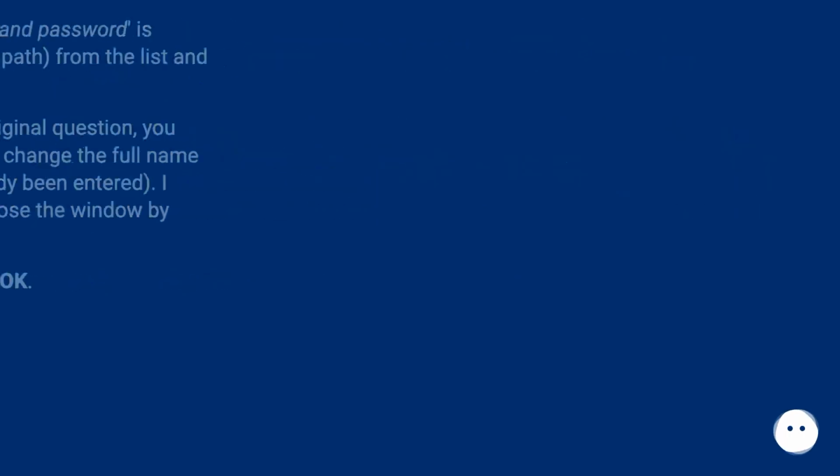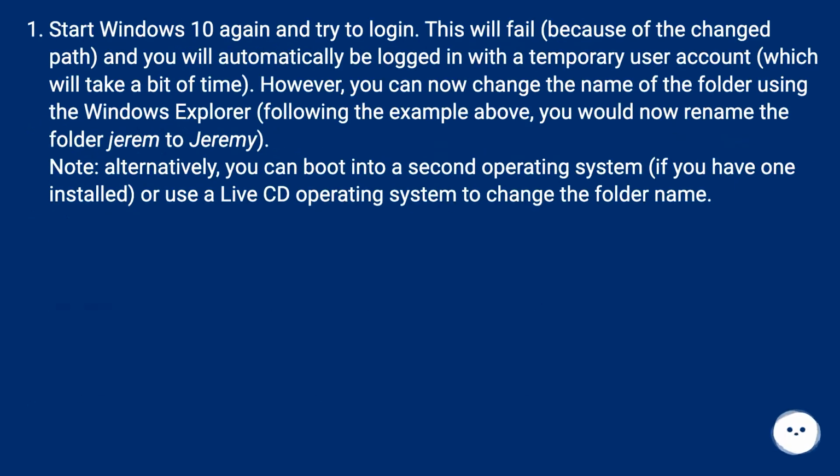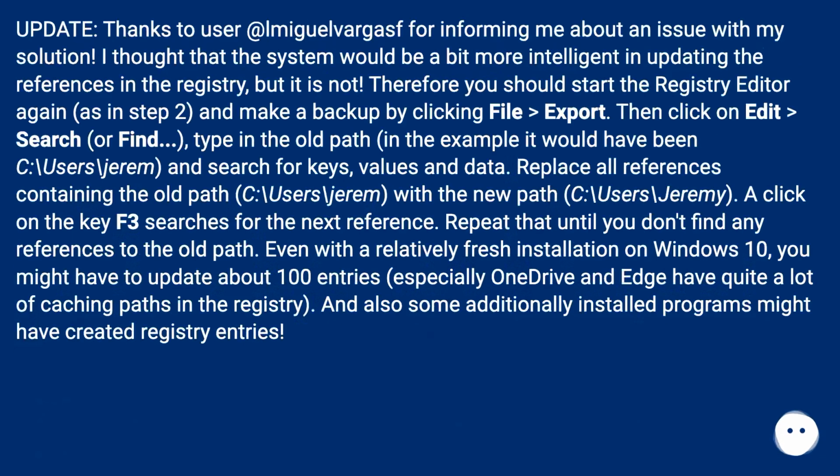Restart the system. Start Windows 10 again and try to log in. This will fail because of the changed path, and you will automatically be logged in with a temporary user account, which will take a bit of time. However, you can now change the name of the folder using the Windows Explorer. Following the example above, you would now rename the folder Jerem to Jeremy. Note, alternatively, you can boot into a second operating system if you have one installed, or use a live CD operating system to change the folder name.